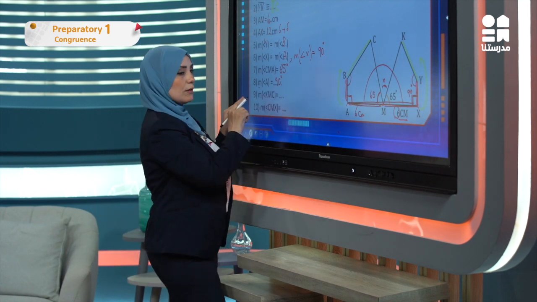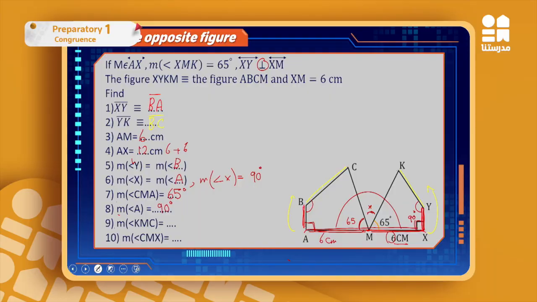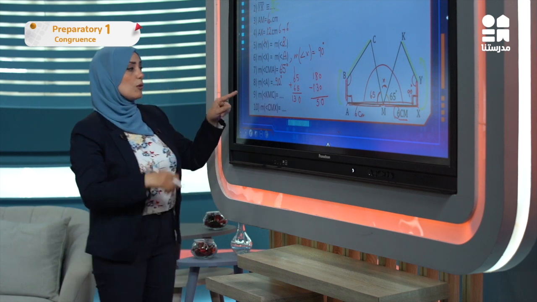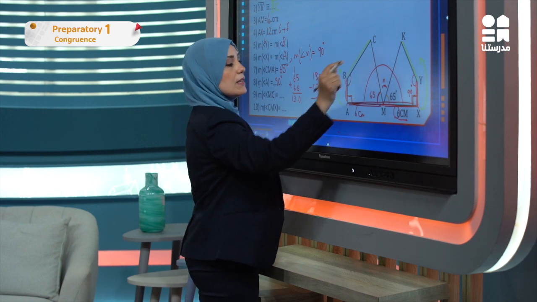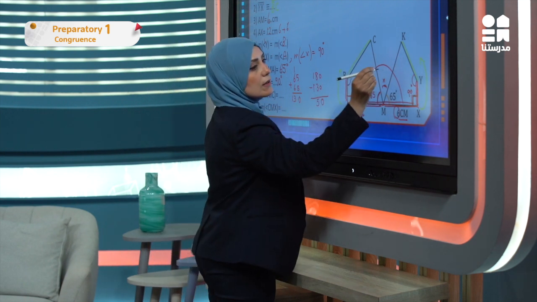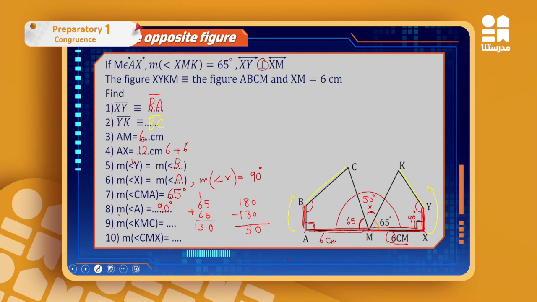So to solve number 9, we need to add 65 plus 65, then get the sum, then subtract it from 180. Here we have 5 plus 5 is 10, carry 1, then 13, 130. Then subtract it from 180. I will get 50 degrees. So, one more time, the measurement of angle KMC is 50 degrees.